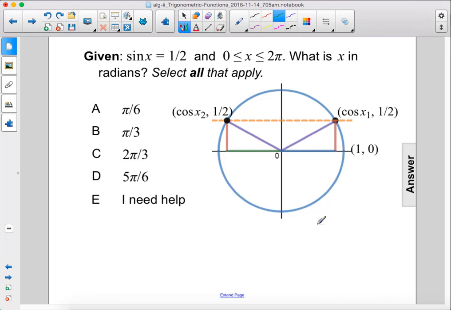Given sine x equals 1/2 and x is between 0 and 2 pi, what is x in radians? Select all that apply. Alright, so let's just see here. We have our point here and our point here. Sine is 1/2, which means this length right here is 1/2.